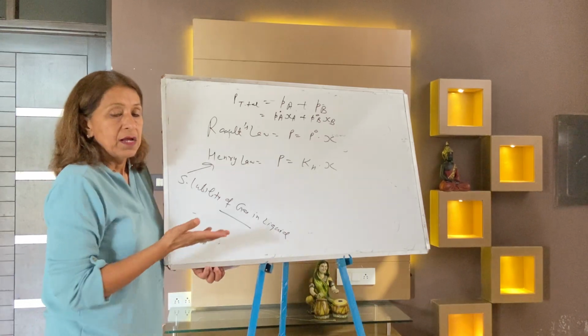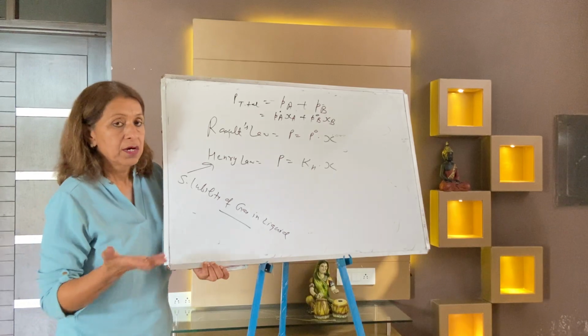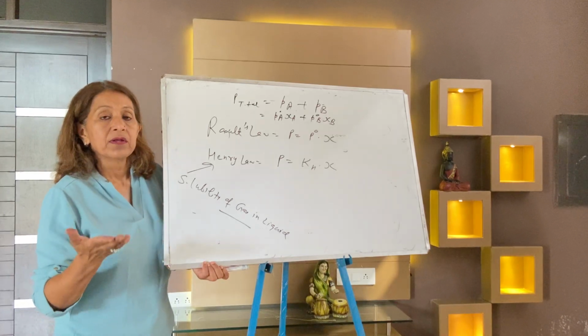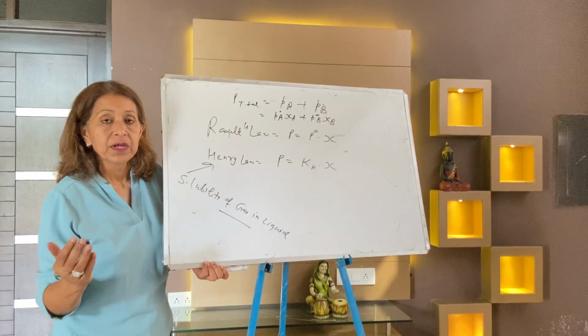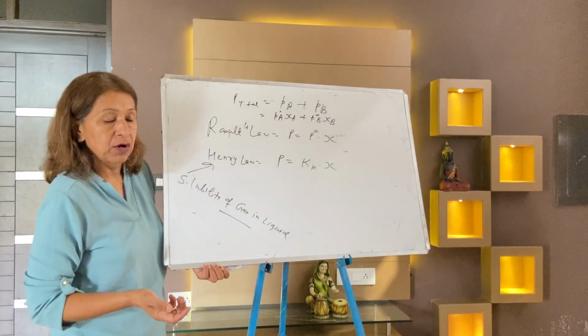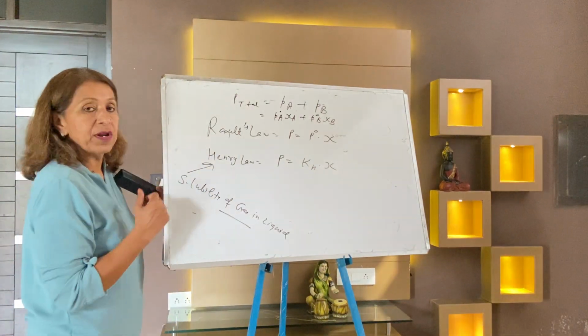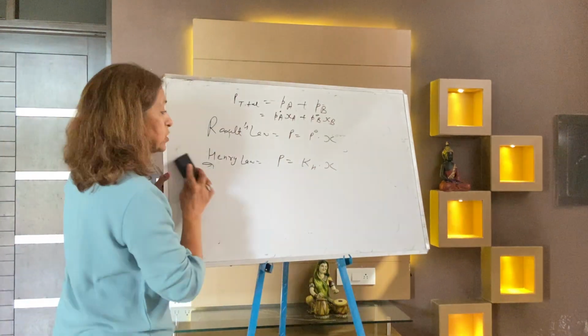What is the difference? Henry's law is used when there is solubility of a gas in a liquid. Raoult's law is used for liquid solutions, where one liquid is volatile and the other is non-volatile, or both are volatile. So all the derivations we have already covered, just to write the formulas of Henry's and Raoult's law.